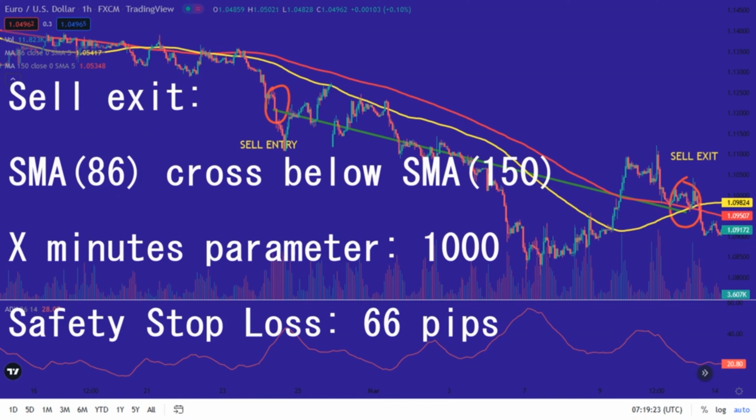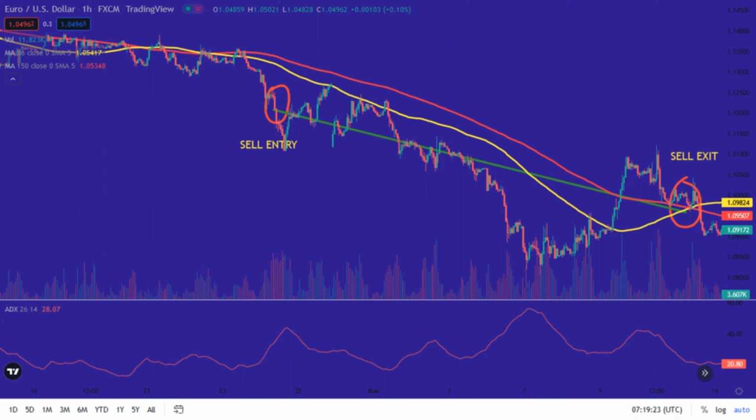So the first SMA, which is 86 periods, crosses below the second simple moving average, that is 150 periods. You can close the trade if the 1000 minutes have passed. And of course, the safety stop loss, which is 66 pips, is in place because that is one of the most important parts of any strategy.